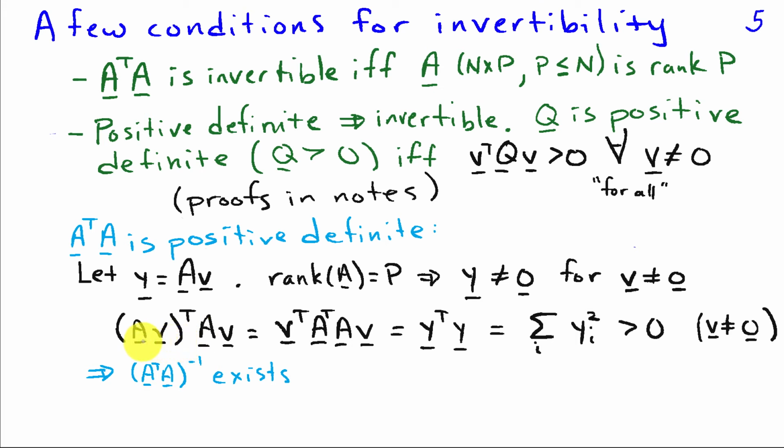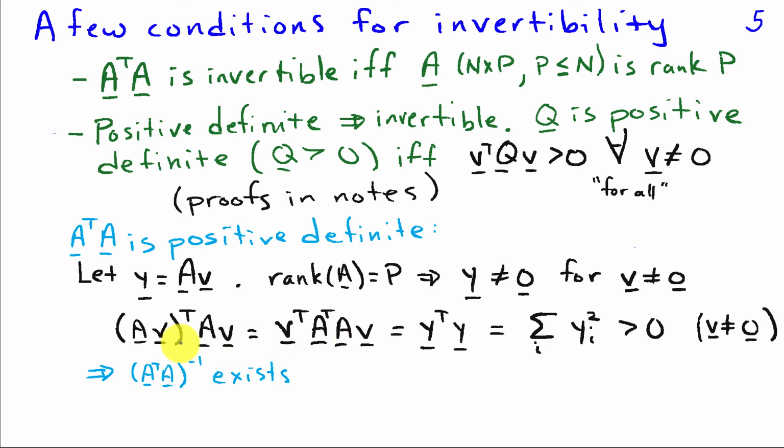Now recall that when we have the product of two matrices, or a matrix and a vector, and we take the transpose, it's the transpose of the individual terms in reverse order. So this is going to give me V transpose A transpose times AV. So we have our matrix in the middle here that we're trying to show is positive definite. And the question is whether this quantity is greater than 0 for any V not equal to 0.